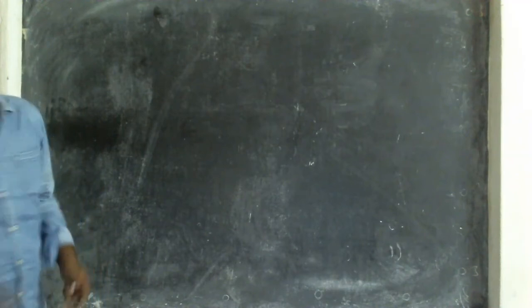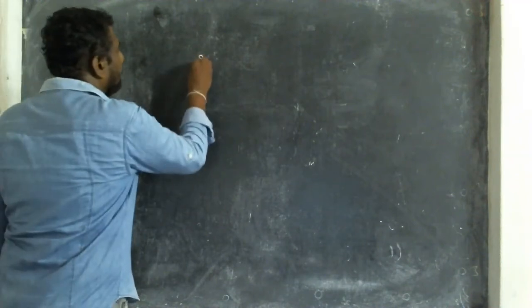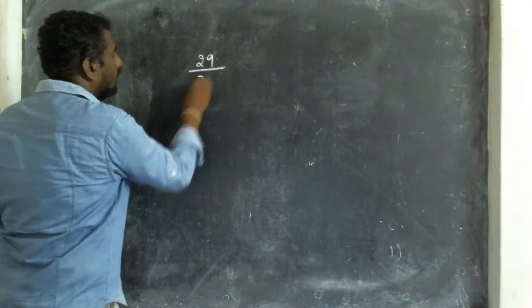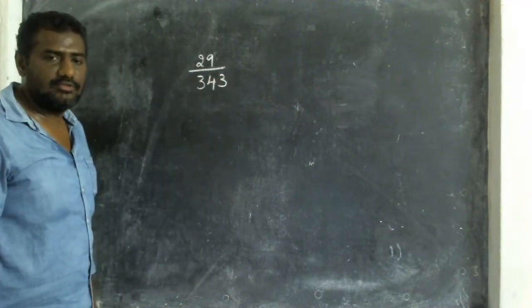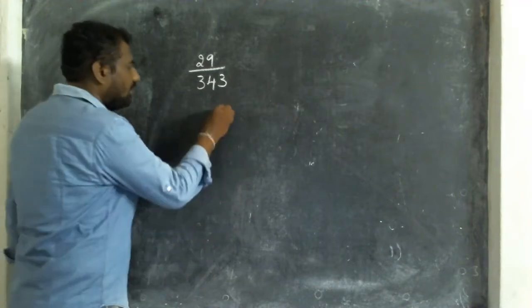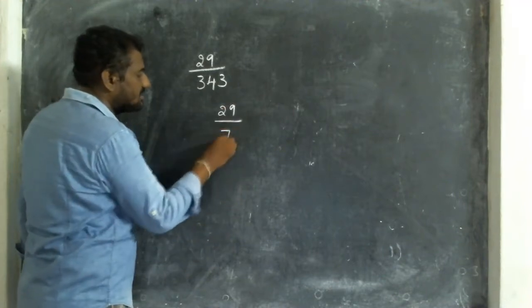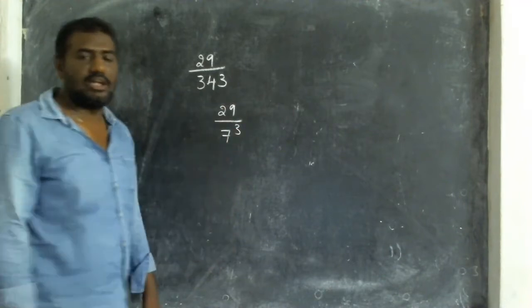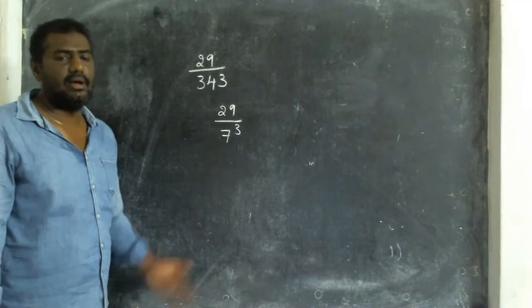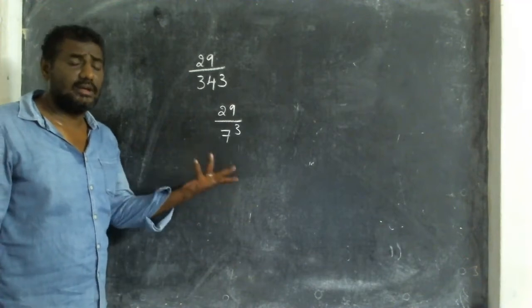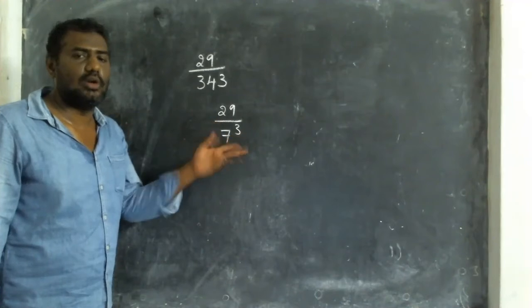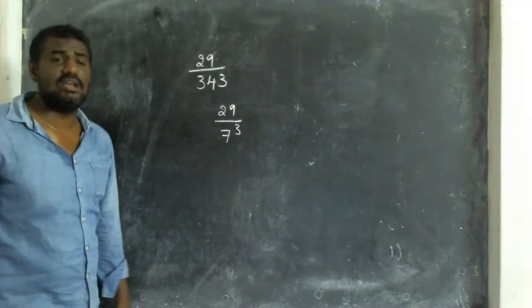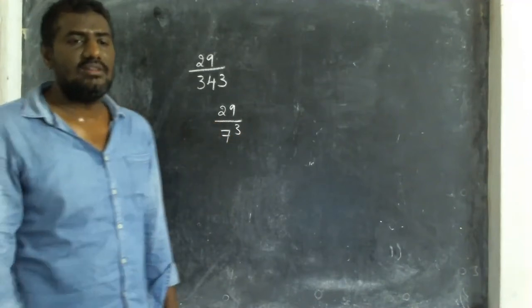Now coming to the next one. 29 by 343. 343, we can write it as 7 cube. Is it terminating or non-terminating? Non-terminating. Why? The denominator is not in the form of 2 power or 5 power or both 2 power and 5 power. So we can say it is non-terminating. Non-terminating, we need not convert.